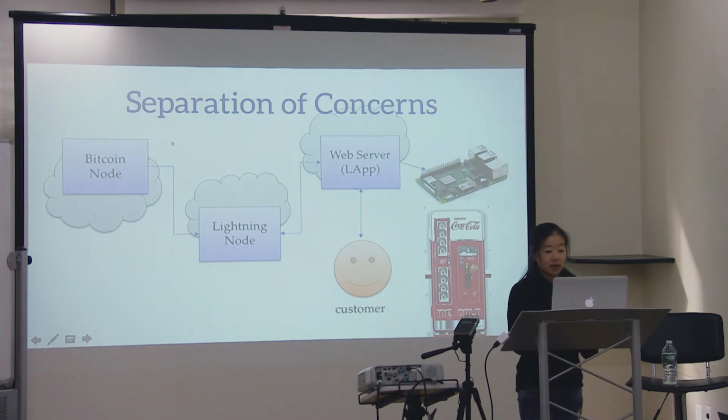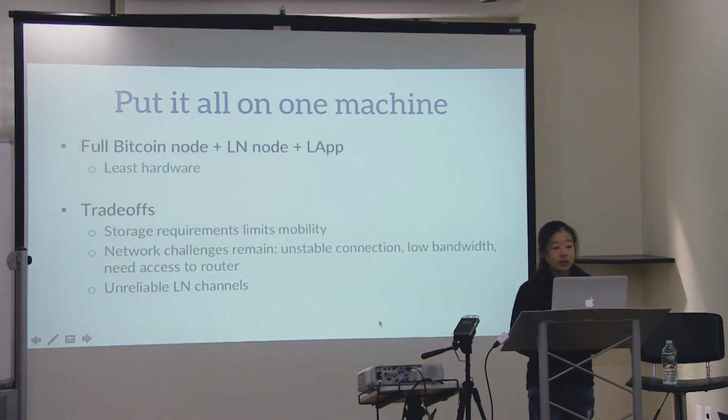So we'll look at what we need to optimize for each piece, and figure out how to best put things together. Our first option is to just put everything on one machine: your full Bitcoin node, your Lightning node, and your Lightning app, all on unfairly cheap hardware. And in theory, you actually can do that. People have run Bitcoin nodes with Lightning nodes and apps on a single Raspberry Pi. It's the most straightforward approach to the problem, but there are trade-offs involved.